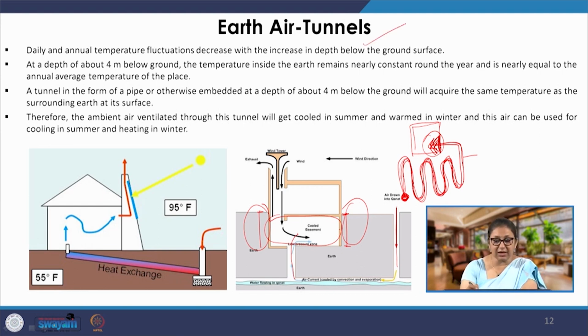So, the earth air tunnel, as we have seen, will require in modern times some amount of energy to be supplied, but that amount of energy is much lesser in comparison to the energy that we would consume later if HVAC has to be installed inside the building to create a comfortable environment.